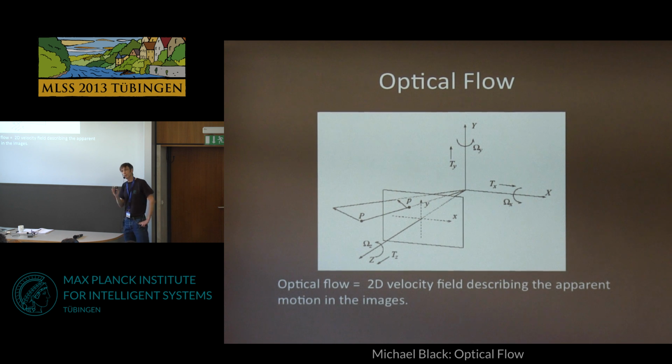Optical flow is actually a slightly different problem, or has a different formulation or definition. In fact, it is the 2D velocity field describing the apparent motion in the image. Now, these two things are going to be different.